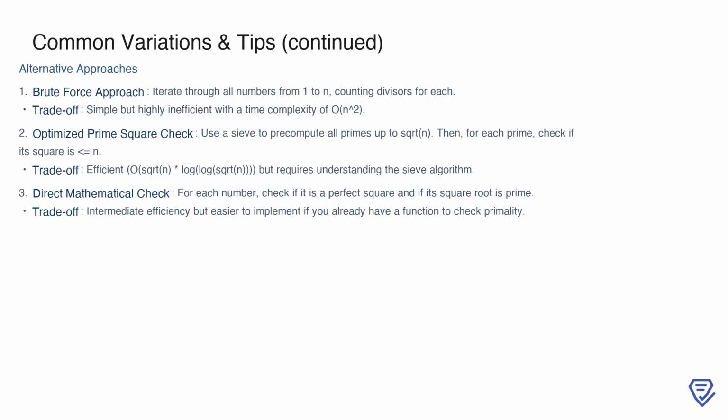A more optimized solution involves pre-computing all primes up to sqrt n using a sieve. For each prime, you then check if its square is less than or equal to n. This approach is highly efficient, with a time complexity of sqrt n log sqrt n, but requires familiarity with the sieve algorithm. Lastly, a direct mathematical check can be used where, for each number, you determine if it is a perfect square and then check if its square root is prime. This method strikes a balance between efficiency and simplicity, especially if you already have a reliable primality test. Choosing the right approach depends on the constraints and your familiarity with these techniques.